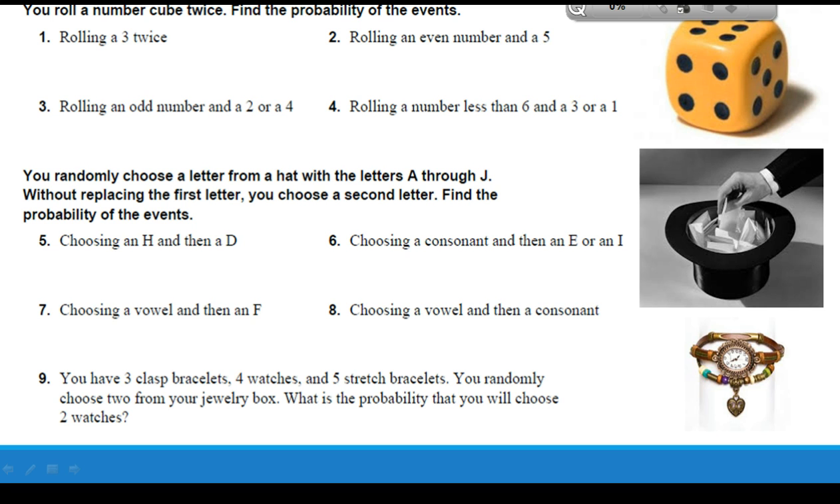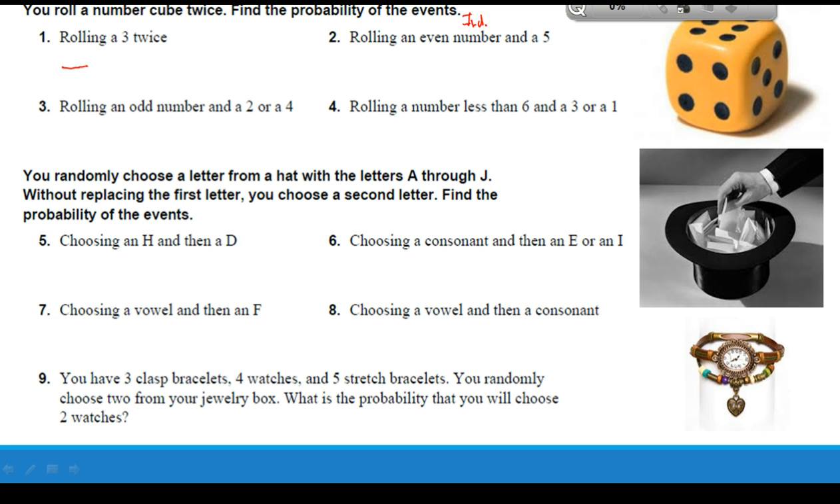Okay, then we have these problems to do. And I think we're almost done. So we roll a number cube twice, and we're going to find the probability of each event. So when we roll a number cube, a die, twice, does the first outcome change the second? No, it doesn't. So this is an independent event. So let's write that down. This is an independent event.